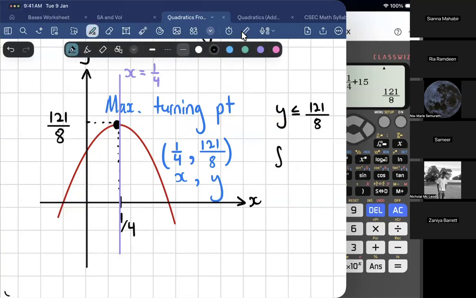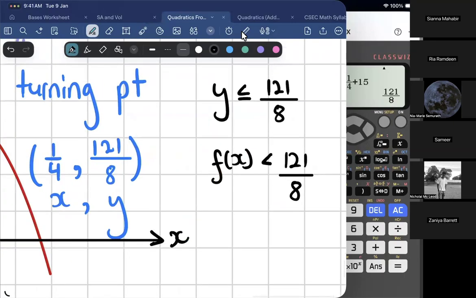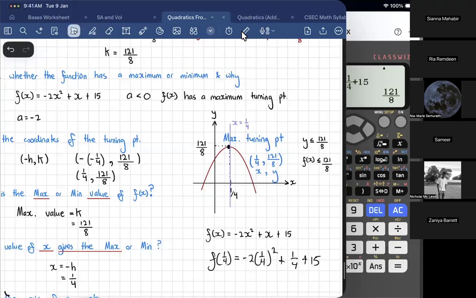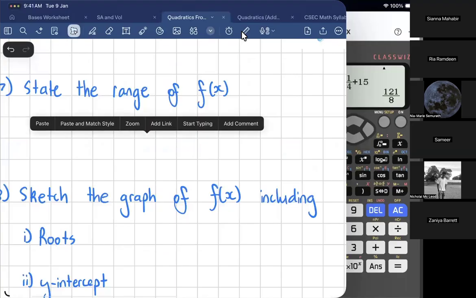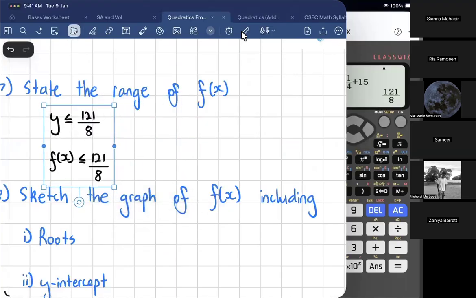Another way you could write that is f of x is less than or equal to 121 over 8. Do you guys understand that f of x and y are the same thing? Yes or no? Yes, sir. So that's the answer for the range. The range of f of x is as follows. Either one is fine. Both mean the same thing.